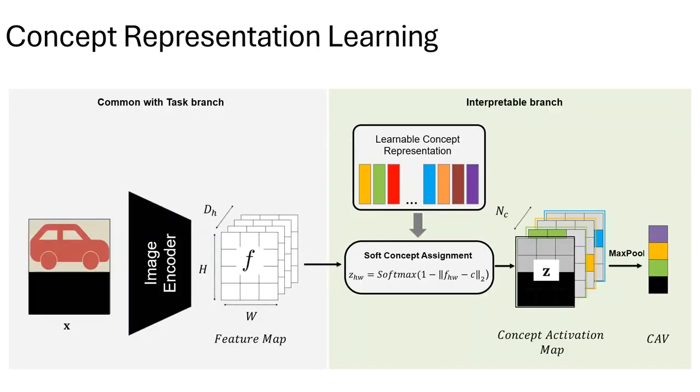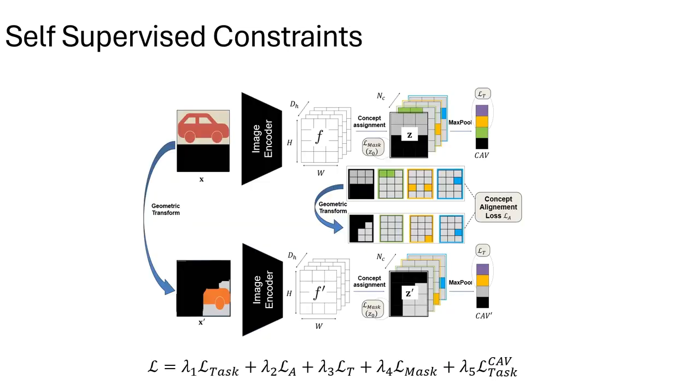The concept representation learning is done through a soft concept assignment using a softmax function between the learned concept representations and the actual feature map. The self-supervised constraint used to achieve this is based on a concept alignment loss, where a geometric transform on the input image should lead to the same geometric transform on the concepts themselves. To avoid learning trivial shortcuts, other losses are added, such as preventing learning on masked areas.